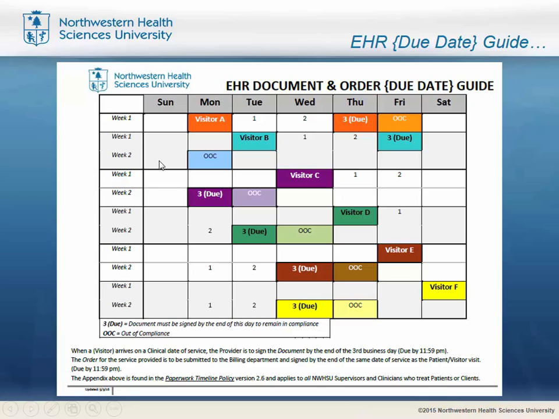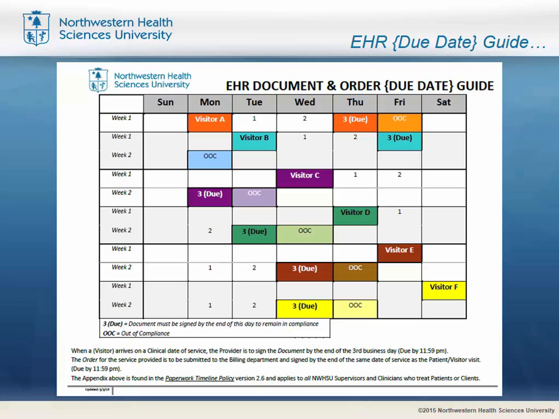For the next example, this is where it gets confusing. For Tuesday, it's due on Friday, but you technically have Saturday and Sunday to finish it, and Monday it would be out of compliance. So for patients who come in on Wednesday, it is due on Monday, out of compliance the next day. This is why the guide was made, so in case you ever get confused of when your document is due, this is a resourceful tip.